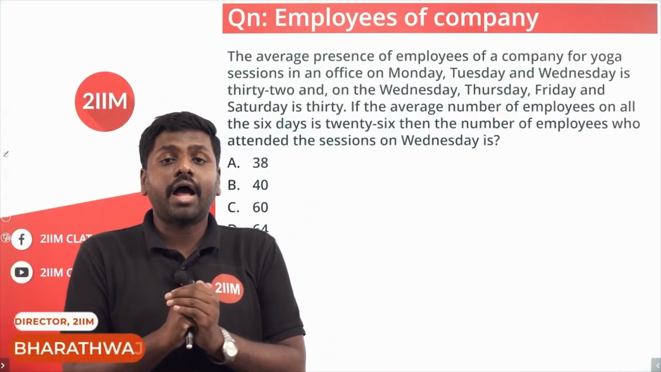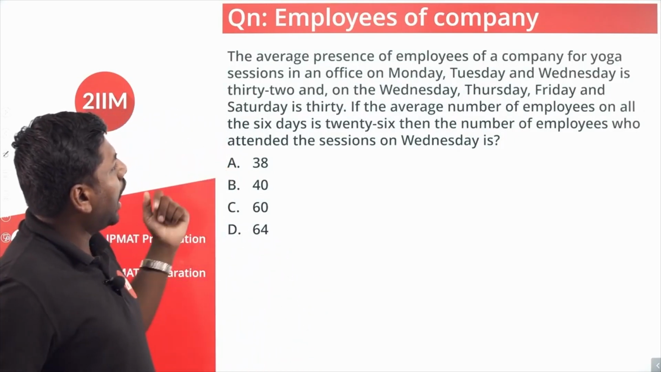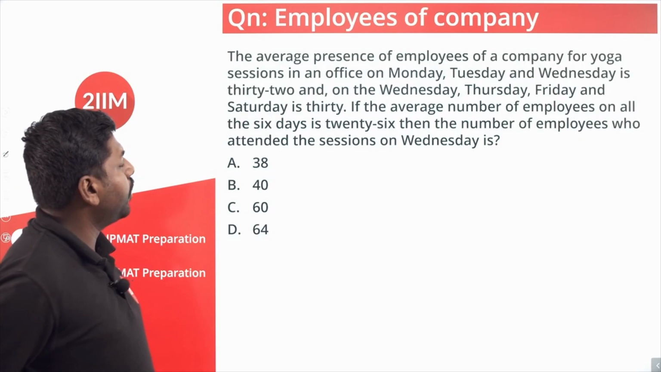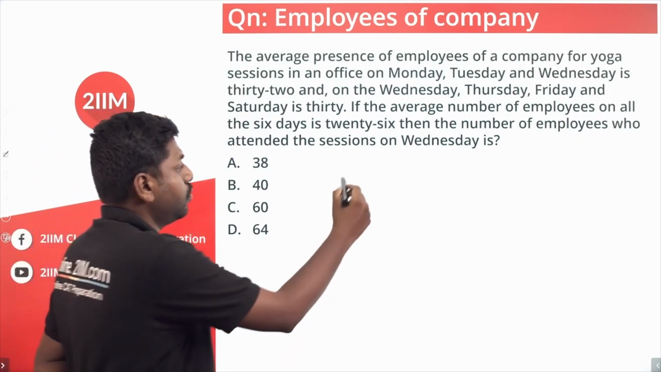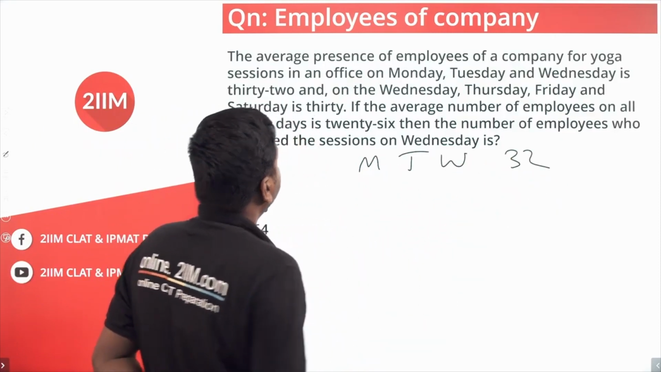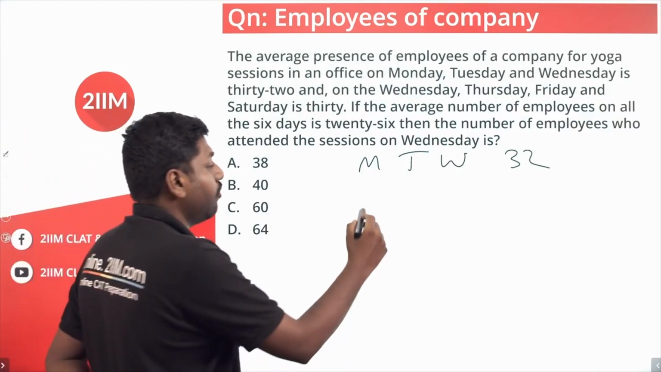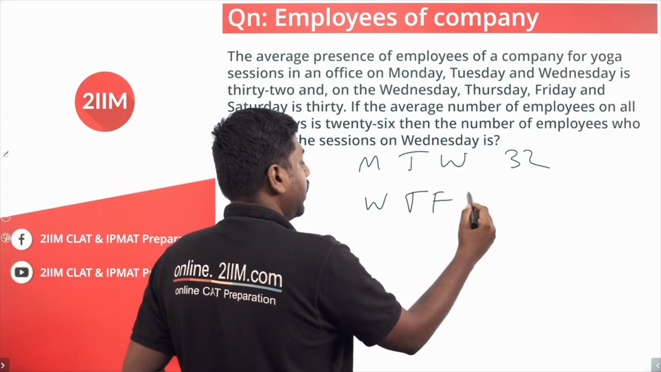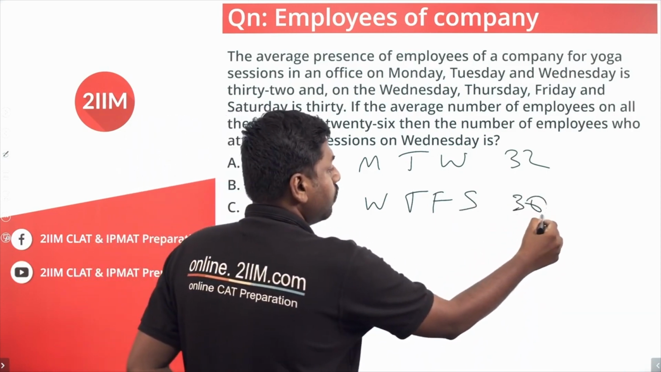Interesting question on averages from your IPM Rohtak paper. Let's solve this. The average presence of employees of a company for a yoga session on Monday, Tuesday and Wednesday is 32. And on Wednesday, Thursday, Friday and Saturday it is 30 on an average.